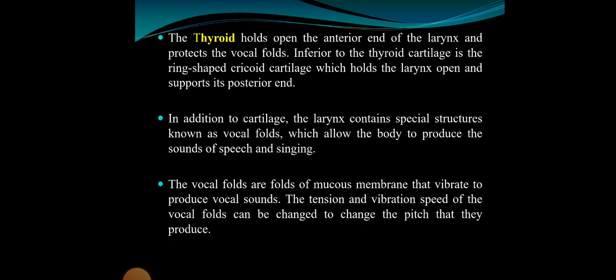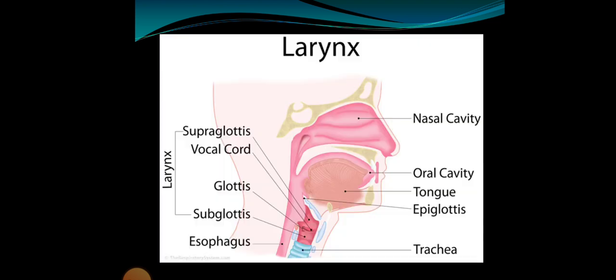In addition to cartilage, the larynx contains special structures known as the vocal folds, which allow the body to produce the sounds of speech and singing. The vocal folds are folds of mucous membrane that vibrate to produce vocal sounds. The tension and vibration speed of the vocal folds can be changed to change the pitch that they produce.